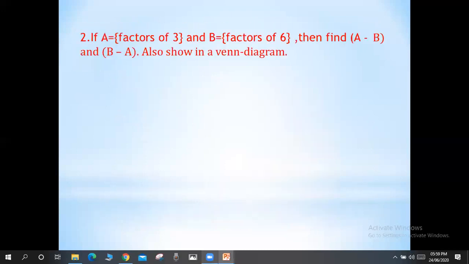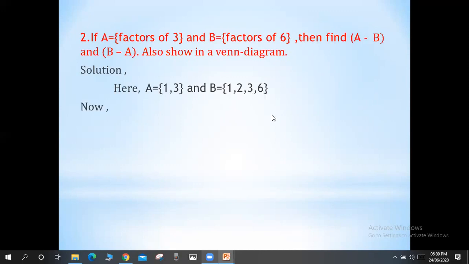Okay, second example. If A equals factors of 3 and B equals factors of 6, then find A difference B and B difference A. Also show it in a Venn diagram. Solution: first of all, list what is given. A and B are given in the description method and you have to write them in the listing method. A is factors of 3, so the members of A are 1 and 3. B is factors of 6, so the members are 1, 2, 3, 6.